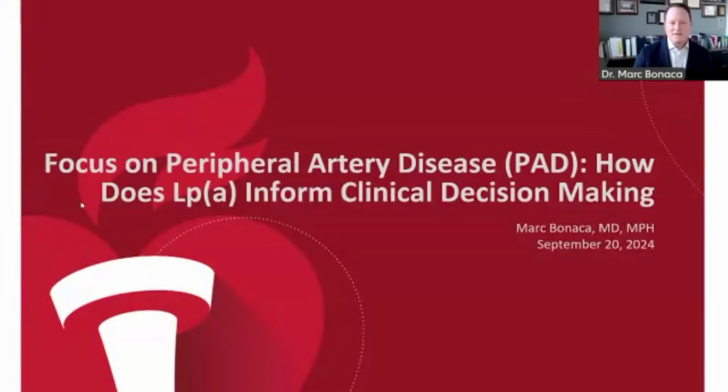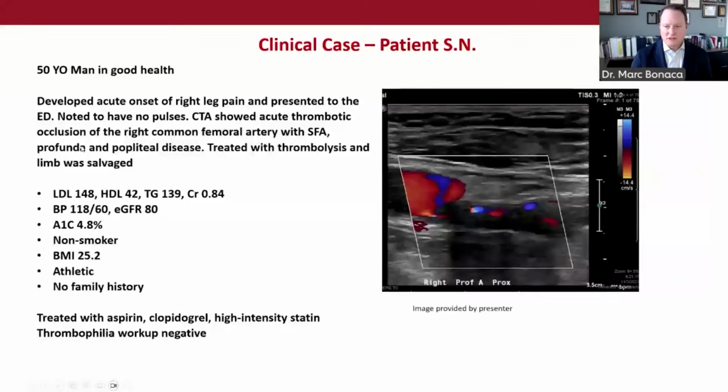We'll now hear from Dr. Mark Banaka in his presentation on Lp(a) and how it can inform clinical decision-making, especially for patients with peripheral artery disease. Hi, my name is Mark Banaka. I am a vascular medicine specialist at the University of Colorado. Really an honor to be part of this session. So I'm going to build on this session and talk a little bit about how Lp(a) informs our clinical decision-making in patients with peripheral artery disease.